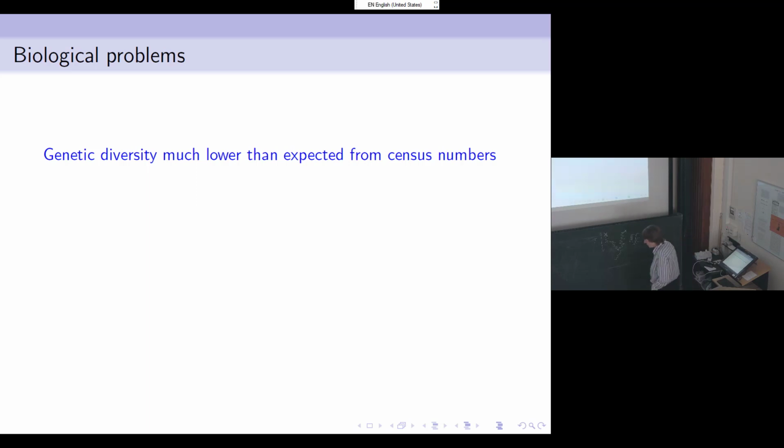So we saw some of the mathematical problems that we wanted to overcome in the Wright-Malécot model, the clumping and all that kind of stuff. But what are the biological problems with it? Well, some of the biological features that we'd like to incorporate into a spatially continuous model are the following. Genetic diversity is much lower than expected from census numbers. What I mean is the effective population size, which is a proxy for genetic diversity.